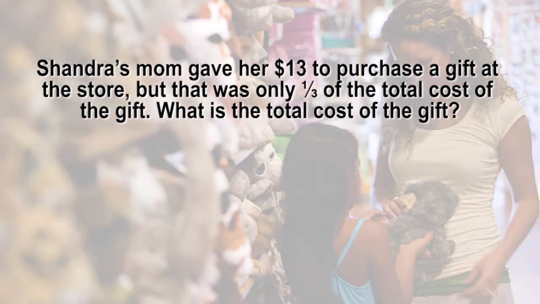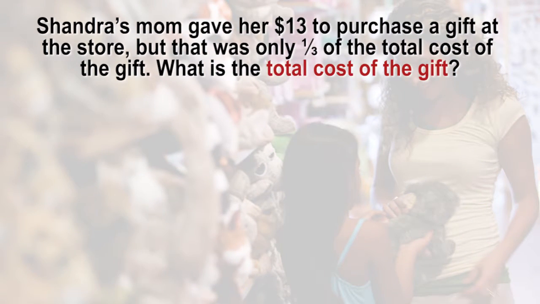We will first ask ourselves, what is the cost of the gift? The cost is unknown. Then we should ask what other information is known. We know that 1/3 of the cost of the gift is $13. We can write an equation for this situation where G represents the total cost of the gift. 1/3 times G equals 13.